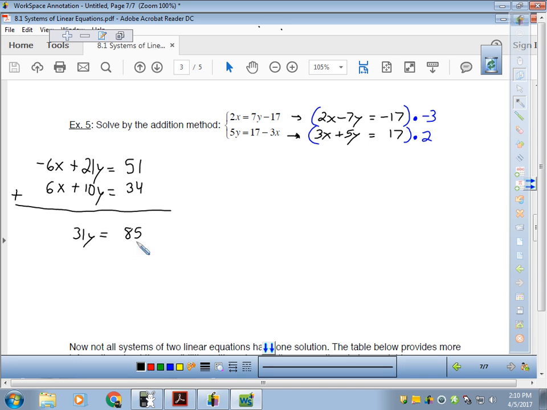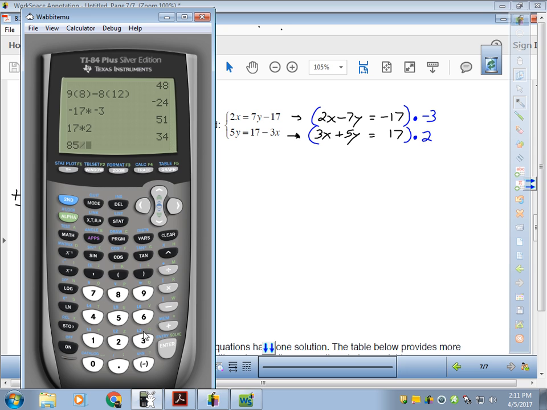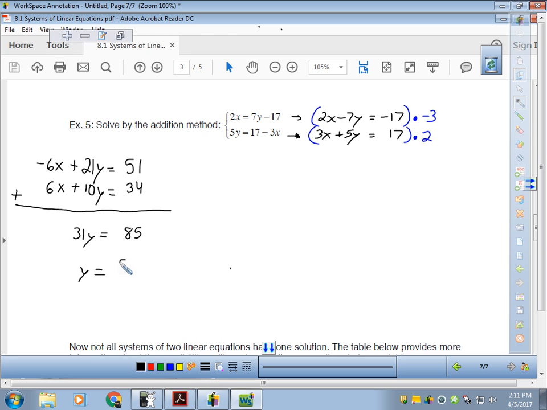And then we can divide both sides by 31. So 85 divided by 31 doesn't go in really nice, so I'm just going to have my calculator change it back to a fraction, which is still 85 over 31. Okay. So there's my y, as ugly as it is. So my answer is going to be something, comma, 85 over 31.